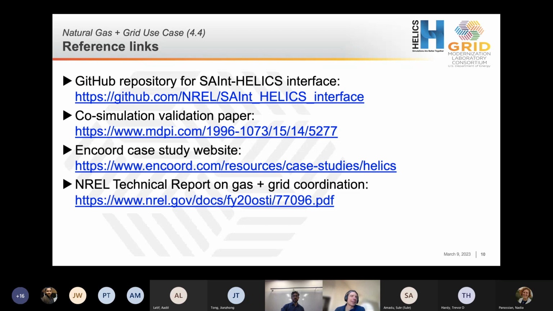Cool. Yeah, that's very helpful. So it's a neat combination of dynamic scale on the gas side, and in this case more steady state on the grid, since those are the couple of pieces. But yeah, that's really nice.